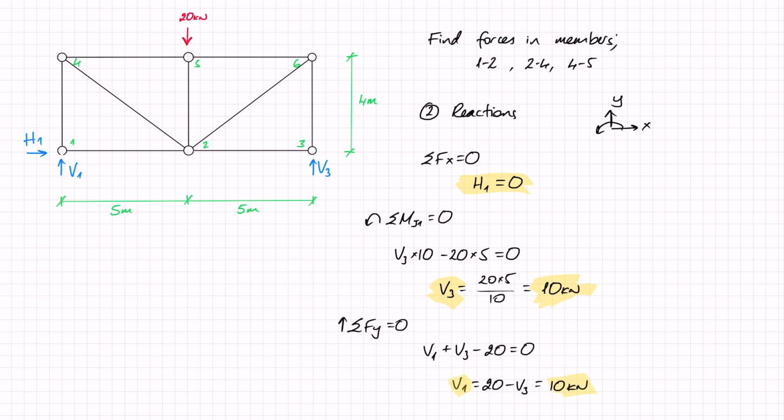Before I move on, I am just going to replace these forces that I've drawn with the results I've just found. H1 came out as 0, so I can just delete that completely. V1 came out as positive 10, so there we go. And V3 also came out as positive 10, so just putting that in there.